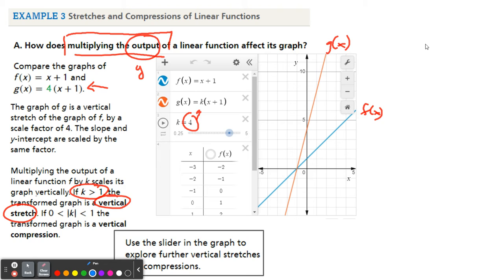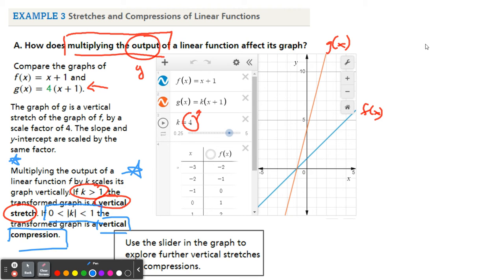If the number in front is between 0 and 1, so typically a fraction, like 0.25 or 0.33, then it's a vertical compression. So this is a very, very important idea here. Okay.